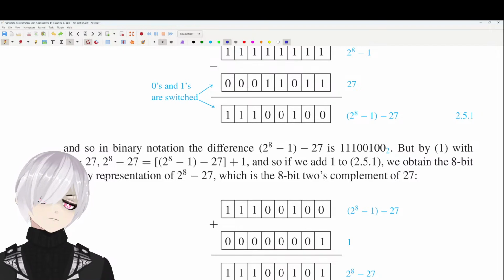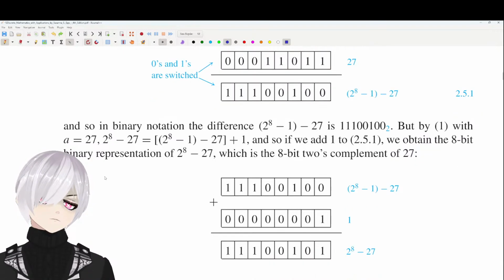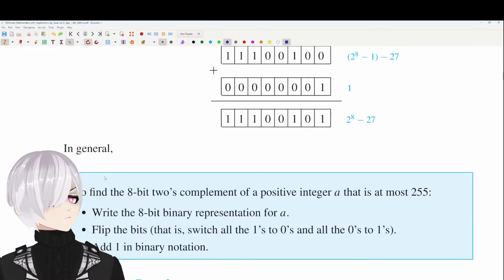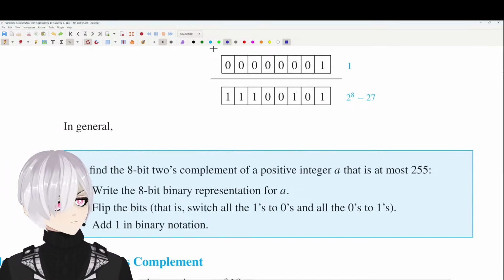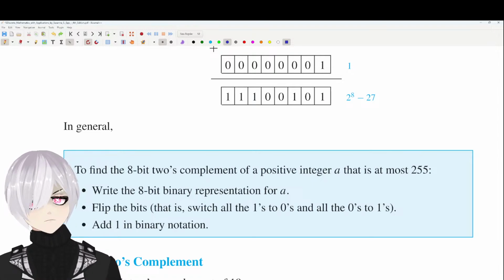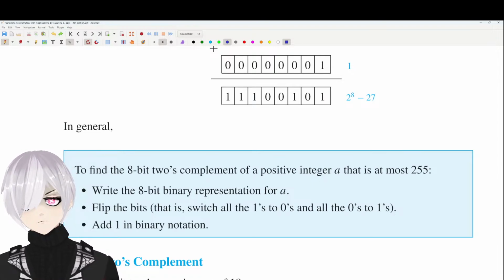Maybe it's worth discussing those rules, those observations. I guess they're coming up with a shortcut for finding the 8-bit two's complement, and proving that the shortcut works. And the shortcut would be the thing in the box.